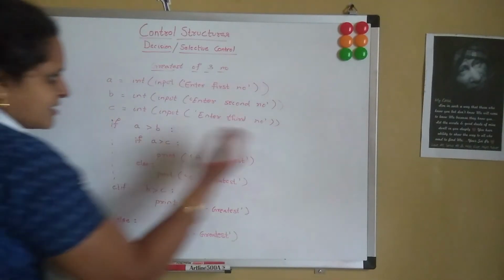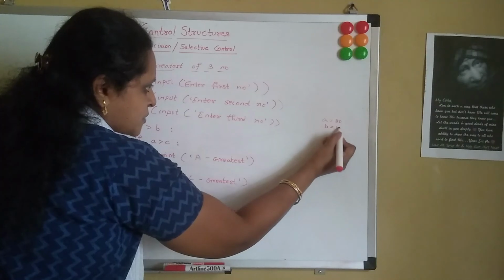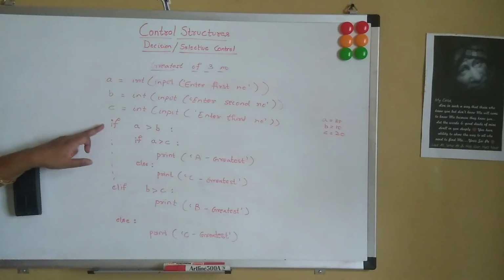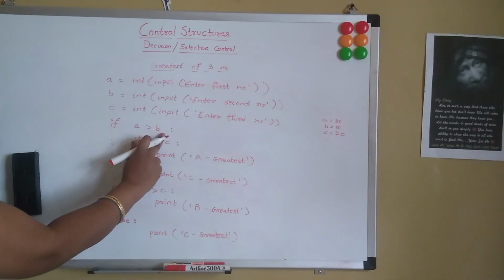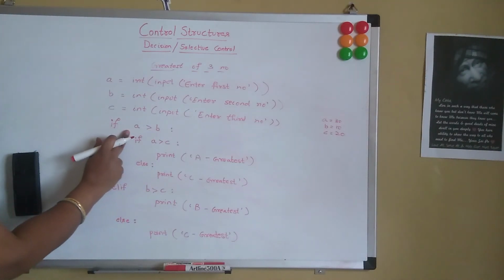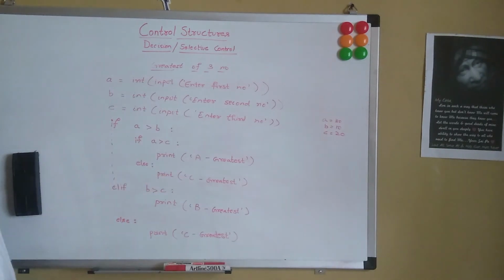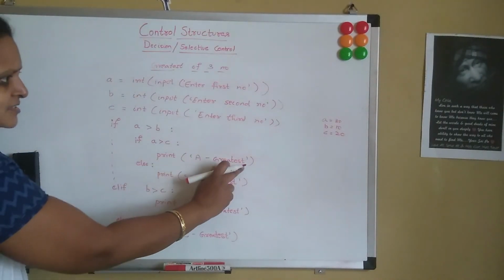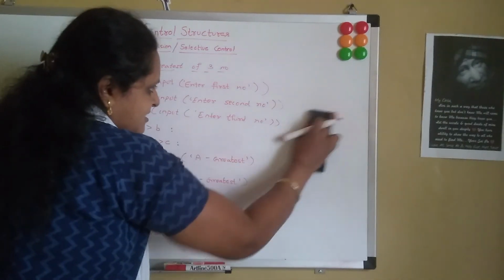Now let's take A equal to 30, B equal to 10, C equal to 20. So in this condition, it checks if A is greater than B. A is greater than B. So it checks if A is greater than C also. A is greater than C also. So it prints A is greatest. So in this case, A is the greatest.